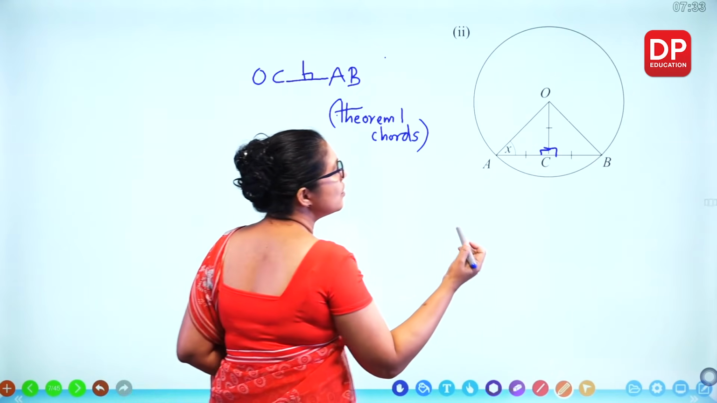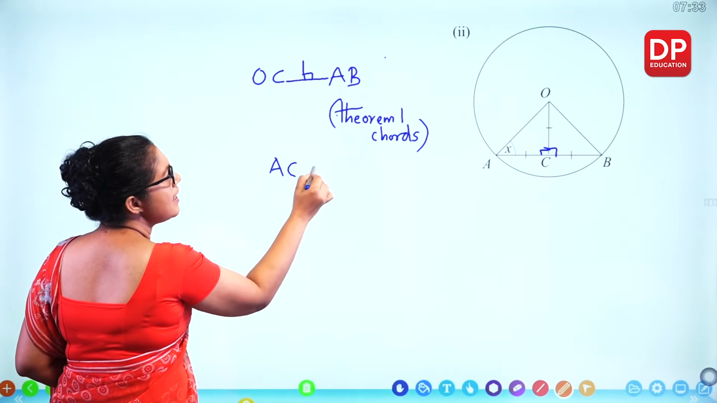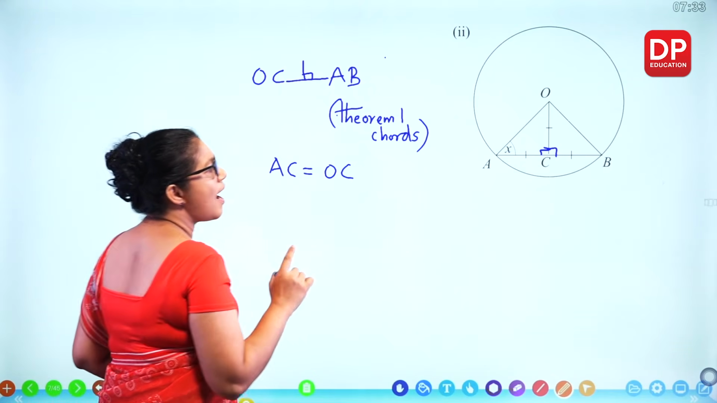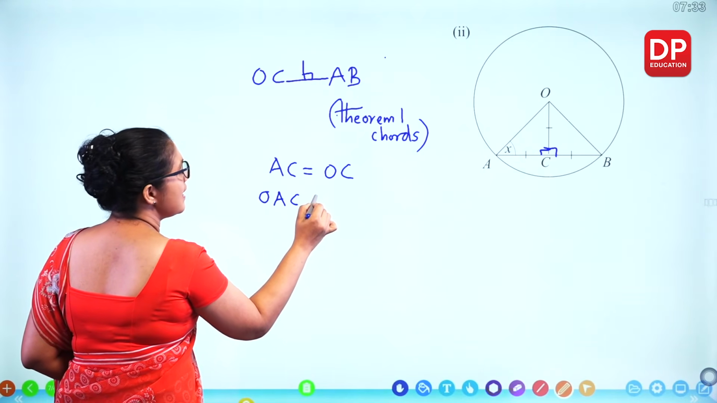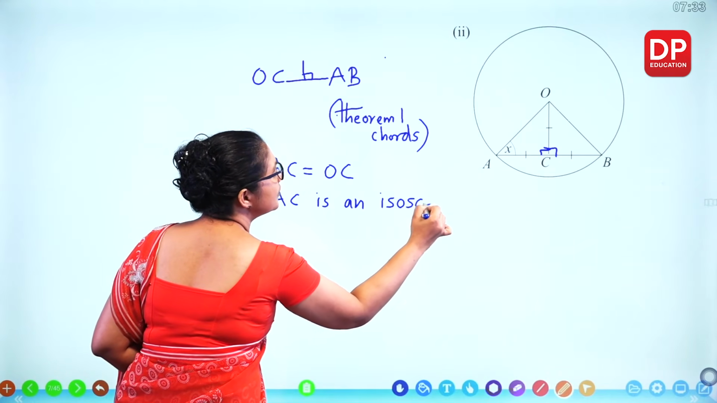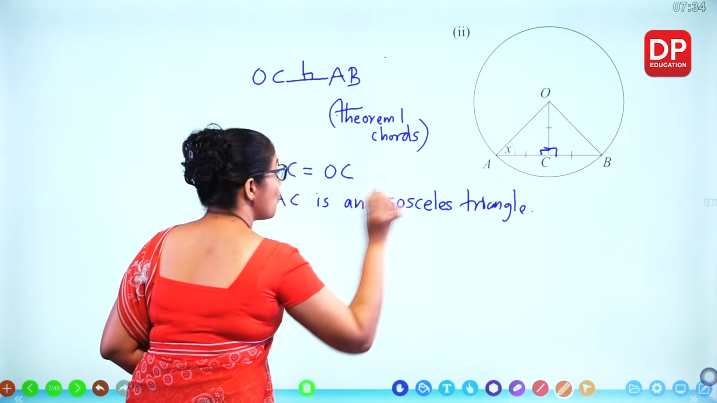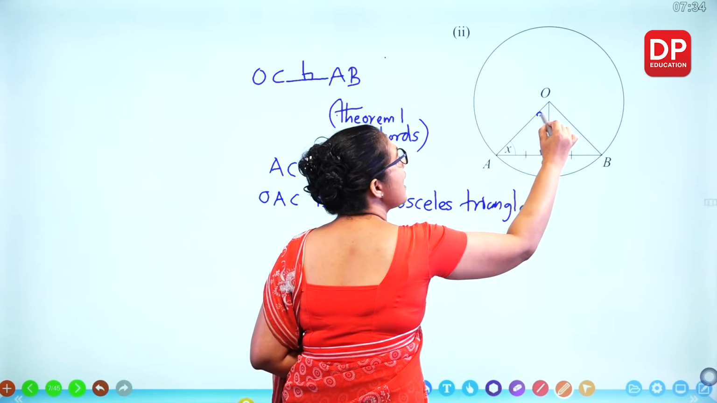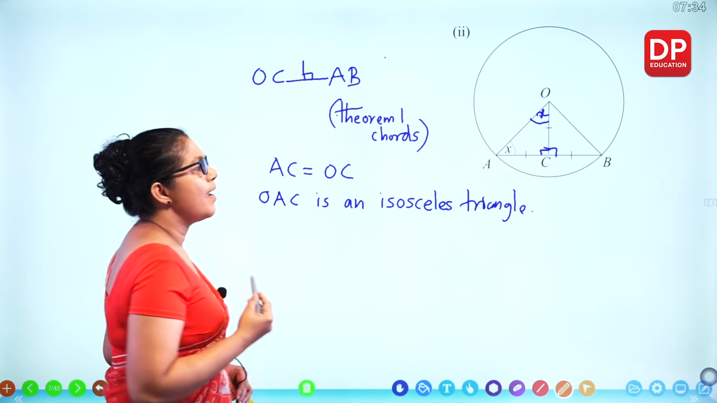And also look at this triangle. AC is given equal to OC. So that means OAC is an isosceles triangle. So we know if it's an isosceles triangle, the corresponding angles are equal. So if this is x, this is also x.